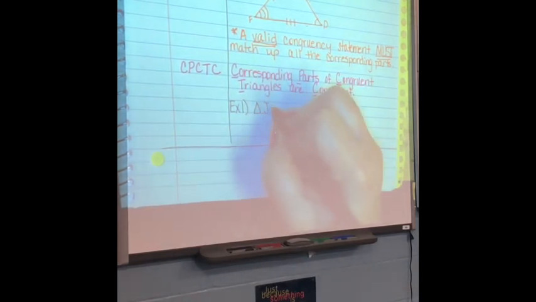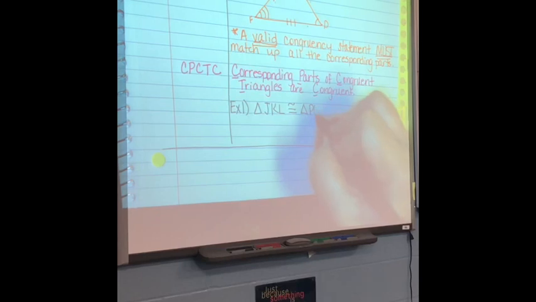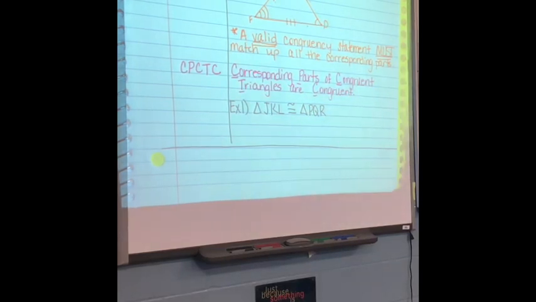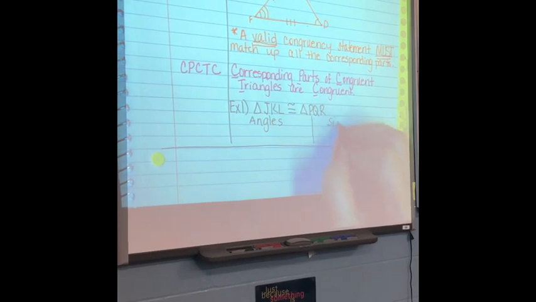We're going to talk about triangle JKL congruent to triangle PQR. And we're going to talk about the angles and the sides that are congruent. The angles seem to be fairly easy because they're just that one letter name, right? So Jarrett, can you tell me two of the angles that are congruent?